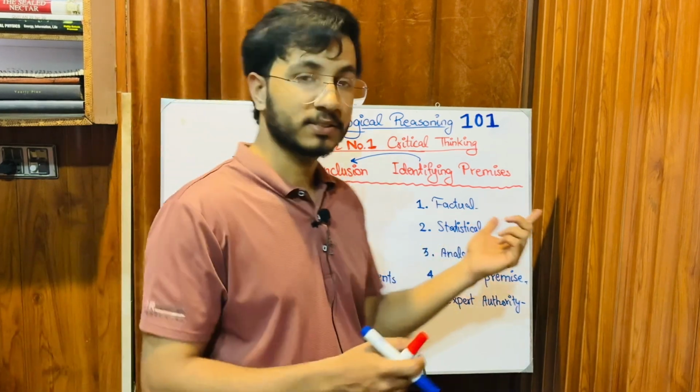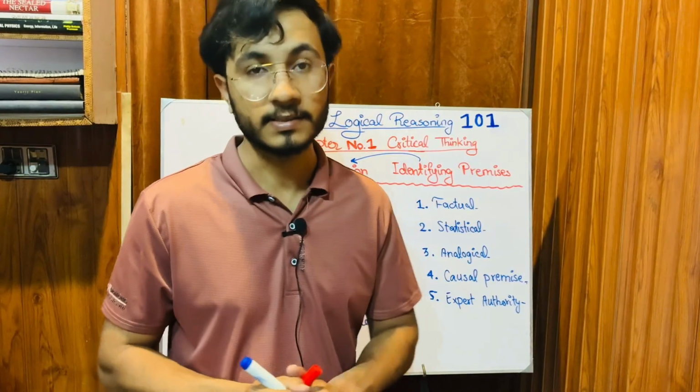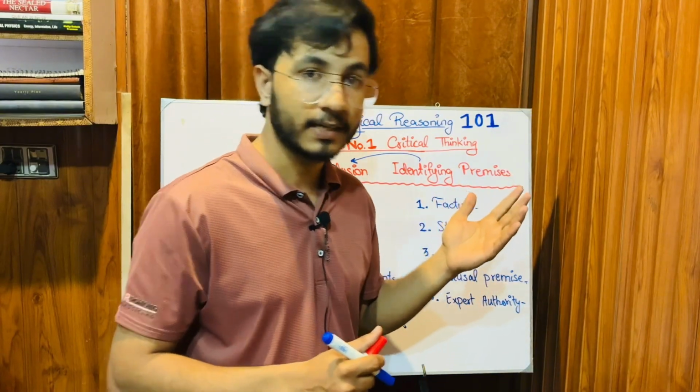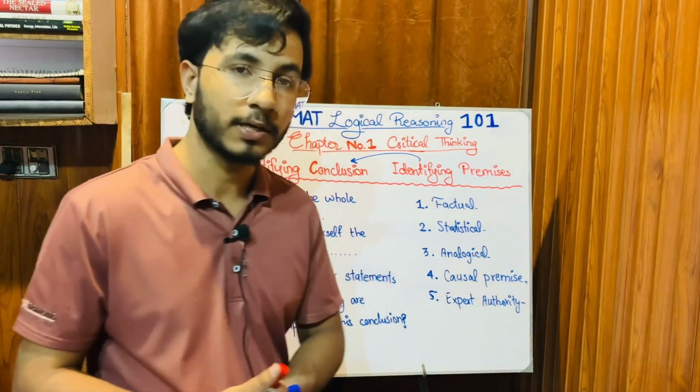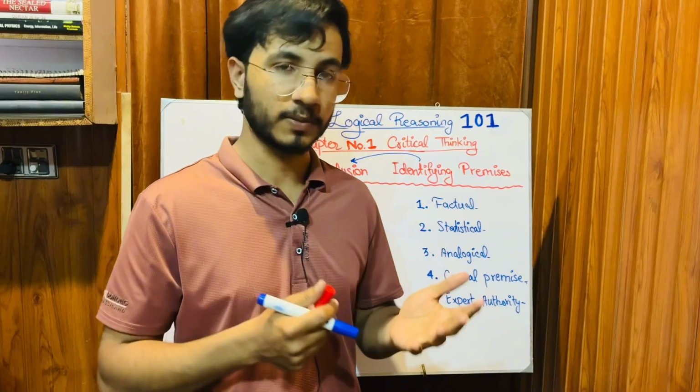The next thing is a stat. For example, they say that four people died in an accident. That is a statistical premise that is supporting a conclusion. The next could be an analogy. An analogy is a comparison between two things to support a specific conclusion.